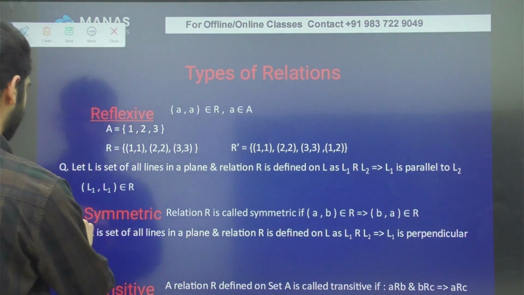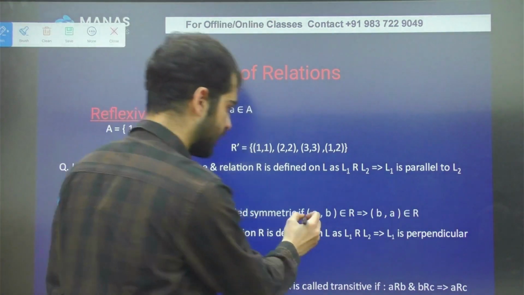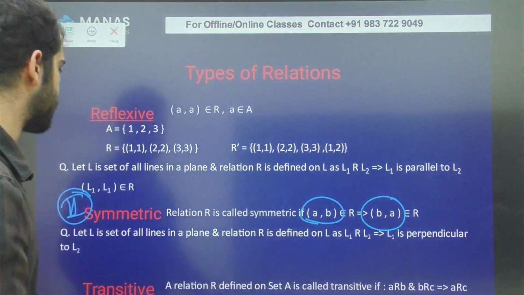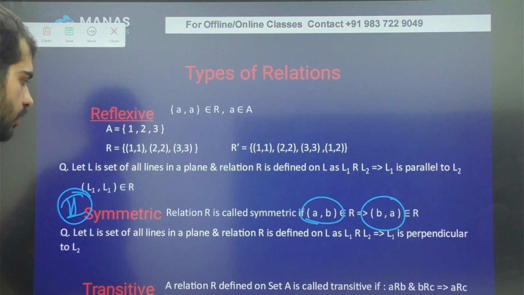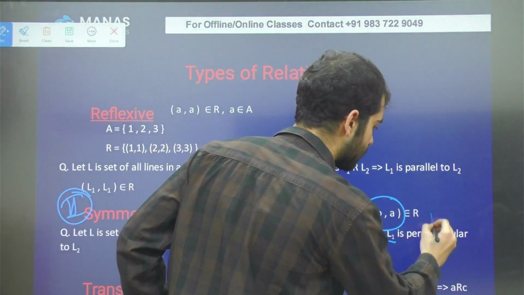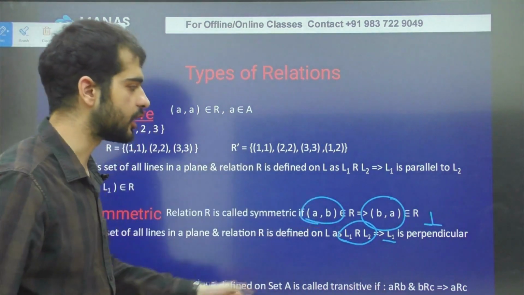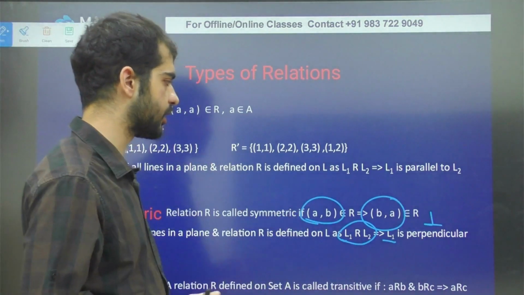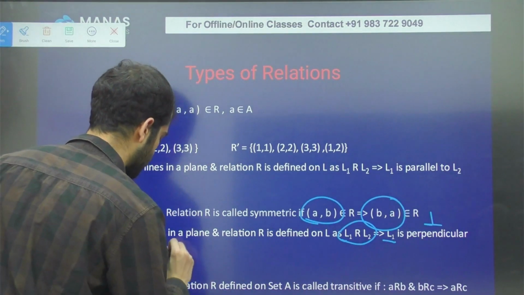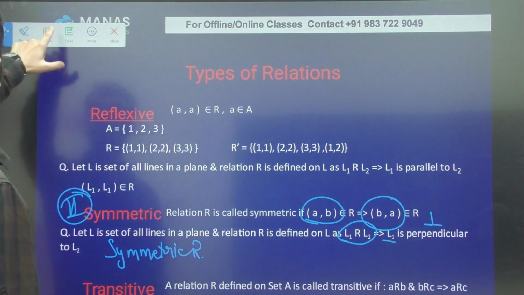Now the second one is symmetric relation. The condition is any relation R is called symmetric if the ordered pair (a, b) and the ordered pair (b, a) both belong to that relation. The question is, let L be a set of all lines in a plane and relation R is defined on L as L1 relation L2, where L1 is perpendicular to L2. Now we know that if L1 is perpendicular to L2, then automatically L2 is also perpendicular to L1. Hence we can say that this is a symmetric relation.